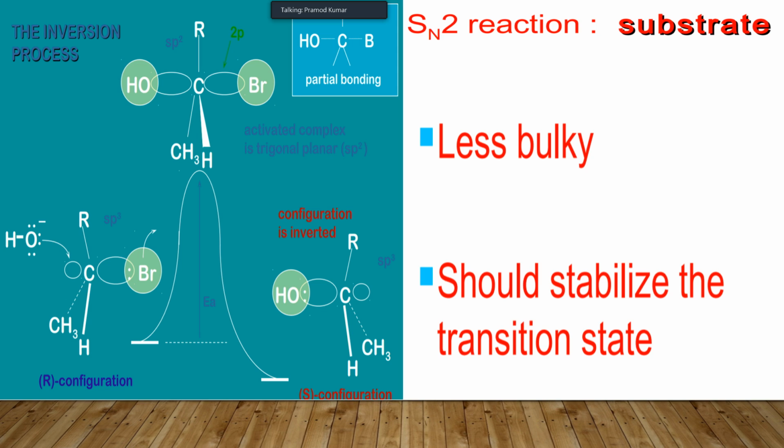Now what type of substrate is necessary? In case of SN2 reaction, the substrate should be less bulky. If it is less bulky, then the nucleophile can easily attack the substrate and the leaving group can easily leave. If it is too bulky, then the nucleophile cannot attack your substrate and thus the reaction is not feasible, and it should stabilize your transition state. So the most important thing in an SN2 reaction is that the substituents should be less bulky.